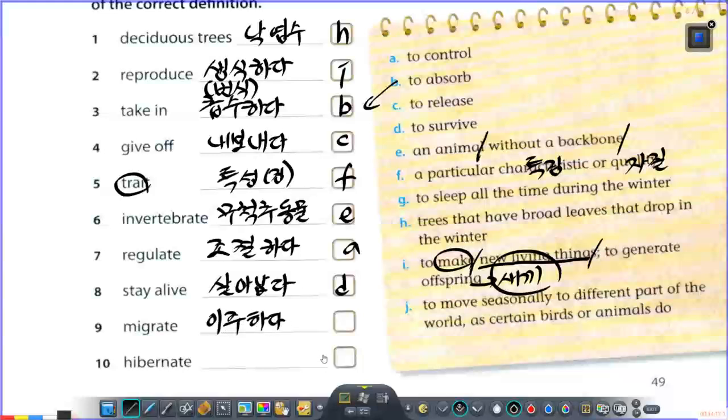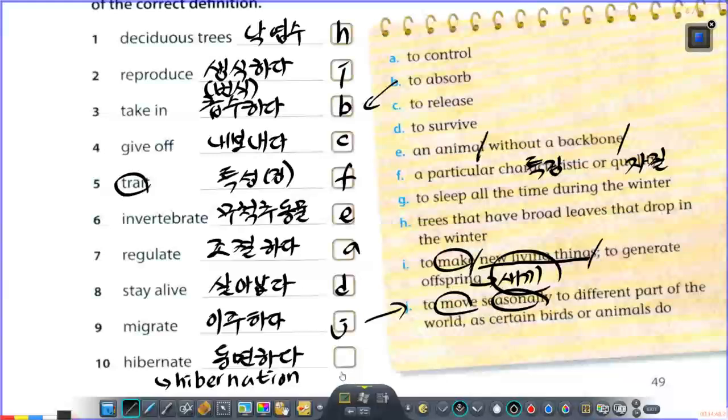And migrate, 이주하다 or 이동하다. To move seasonally. 계절에 따라. Moving to a different part of the world. That's J. Migratory birds. Hibernate. 동면하다. Sleep during the long winter. 겨울잠 자다. Because the noun is hibernation. Hibernation. That's 겨울잠. Okay? This is to sleep, 동사, all the time during the winter. That's G.